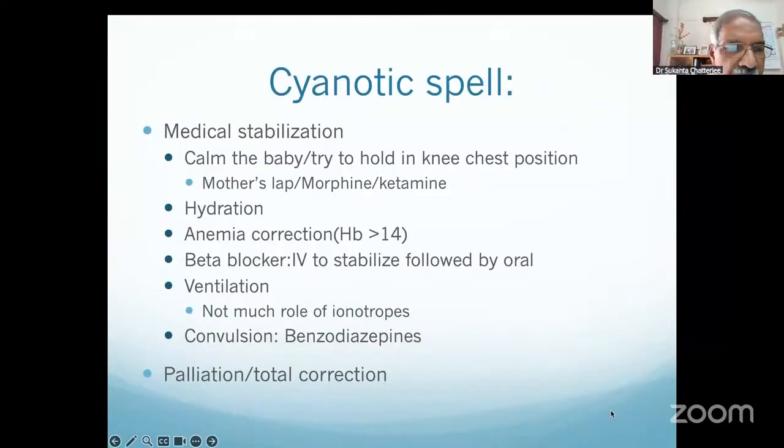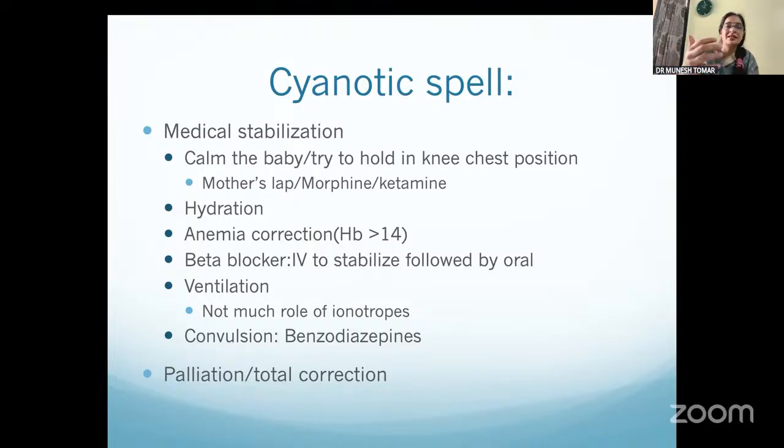A few words about the cyanotic spell and the medical stabilization. The most important thing, I feel, in managing these cyanotic spell babies is giving them comfort. So don't take the baby from the mother. Tell the mother how to hold the baby in the knee-chest position, and if things are still not settling, we can give a mild sedation to these babies. Then, if not stable, we admit them. Hydration is important, correction of anemia is important, beta blocker is important. Even very sick babies, 90% are managed by this management only.